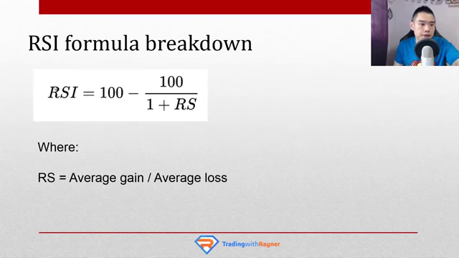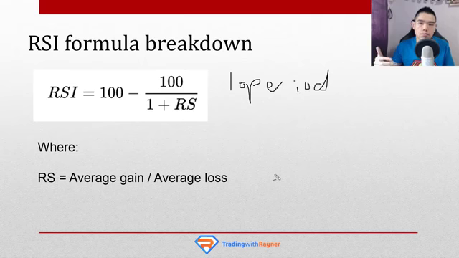So first thing first, again, you can see the formula over here. RSI is equal to 100 minus 100 divided by 1 plus RS. And as you can see over here, RS is equal to average gain divided by average loss. So now the question is, what is average gain? Let me give you a very simple example. Let's say we use a 10 period RSI, to make things simple. So what you're doing is essentially calculating the average gain over the last 10 periods, or over the last 10 days if you're trading on the daily charts.